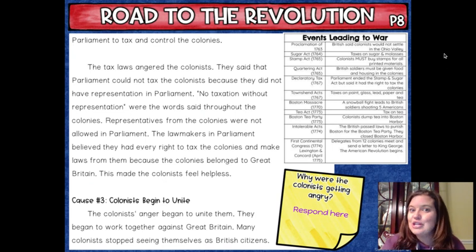All right, guys, enjoy reading about the Revolution. It's my favorite. I love it. I love history, especially the American Revolution.